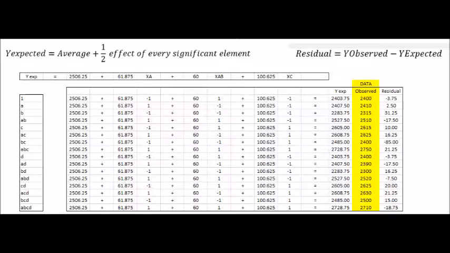The next thing to do is to get a regression equation model for the system. This is done by the addition of the average of the data and half of the effect of every significant element. The average can be obtained by the division of the first number of the last column of the Yates algorithm over the number of data, and the effects of all the elements have already been calculated. Once you have the regression equation, it is possible to obtain the residuals. You calculate first the y expected values for every combination of the factors, and then get the residuals.